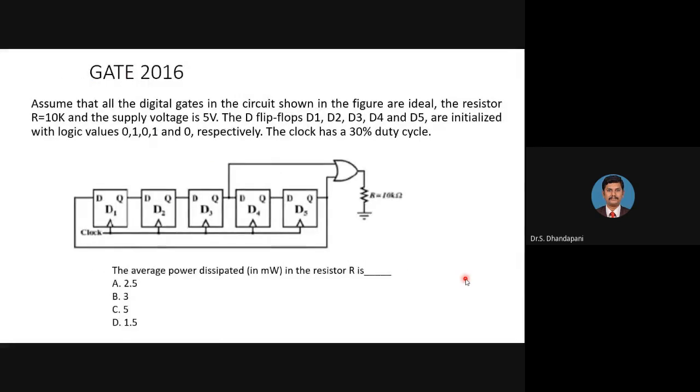Next question from GATE 2016. All digital gates shown in this circuit are ideal. The resistor R equals 10 kilo ohm. Supply voltage is 5 volt. D flip-flops D1, D2, D3, D4, D5 are initialized with logic values 0, 1, 0, 1, 0 initially. Clock with 30% duty cycle. Now we want to calculate the average power dissipated in the resistor R.